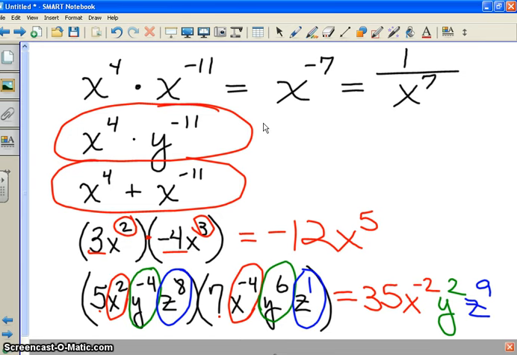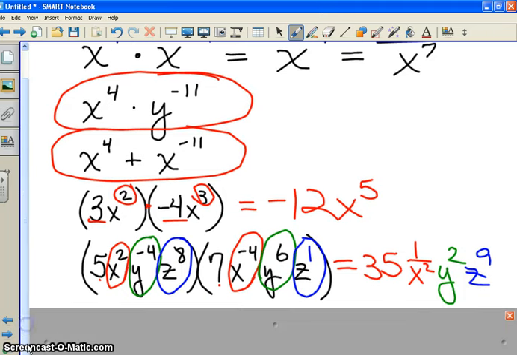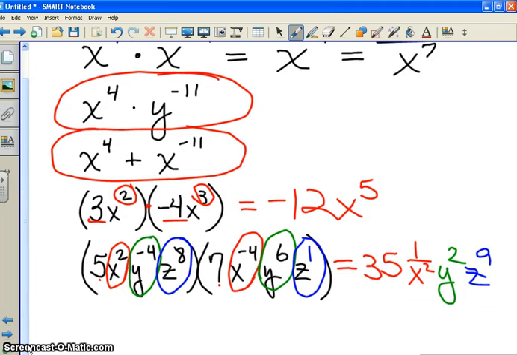Now you should spot in there that that x is a negative exponent, so that would be the same as doing 1 over x squared. And then if I wanted to write that all as one entity there, my 35, my y squared, my z to the 9th would all be in my numerator, and that x squared sits down in the denominator.